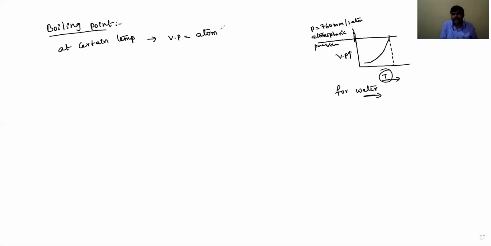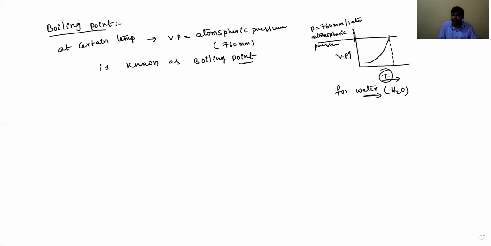At a certain temperature, the vapor pressure equals atmospheric pressure. Atmospheric pressure is nothing but 760 mm. When vapor pressure is equal to atmospheric pressure, it is known as the boiling point temperature, or boiling point. For example, take water, H2O. As the water temperature rises, the vapor pressure also increases until it reaches 760.